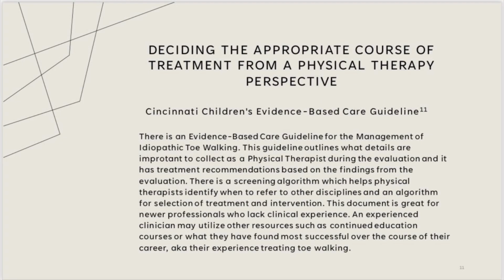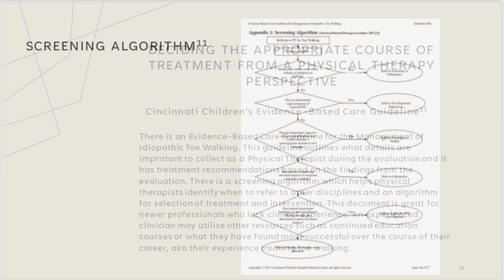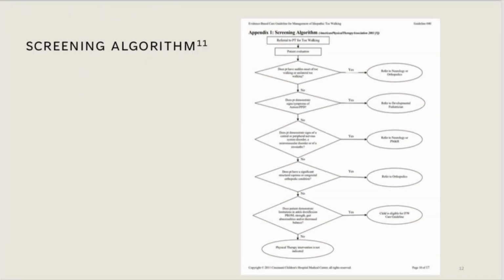So what physical therapists can do is use the Cincinnati Children's Evidence-Based Care Guideline for decision making, and this is good for new graduates that don't have the clinical experience yet to decide what they would like to do for their treatments for toe walking, and the following slides have those resources. This is just here for your reference. This is the screening algorithm that the physical therapist can use to determine if the child is appropriate for physical therapy intervention for toe walking or if they need to be referred out.